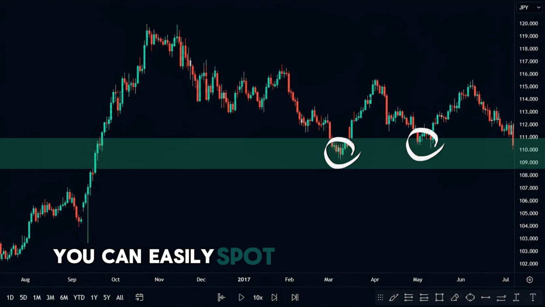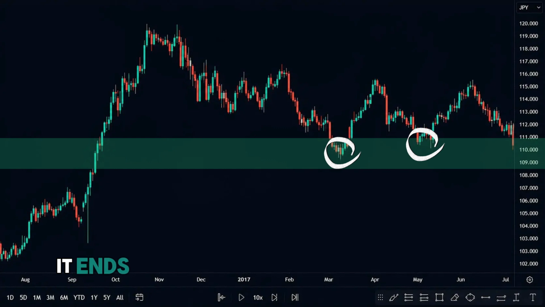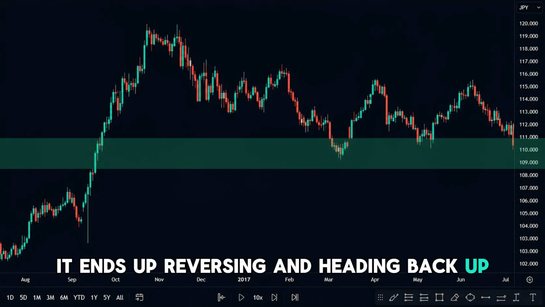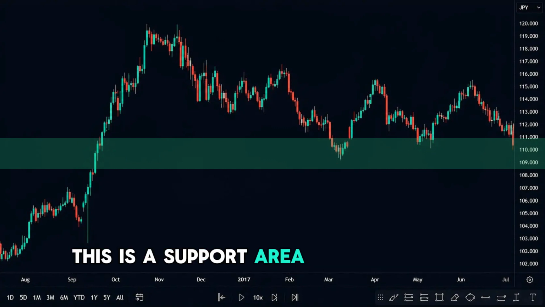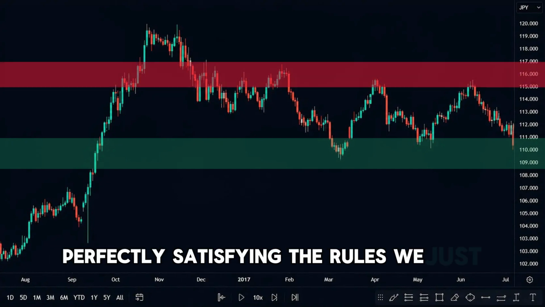You can easily spot multiple rejections right here. Whenever the price drops, it ends up reversing and heading back up. Clearly, this is a support area, and above it, a resistance area, perfectly satisfying the rules we just discussed.